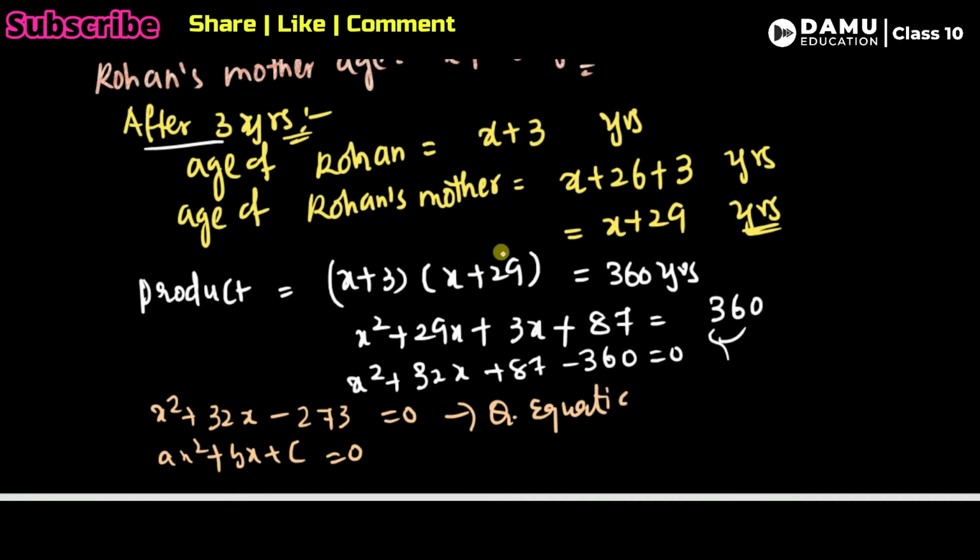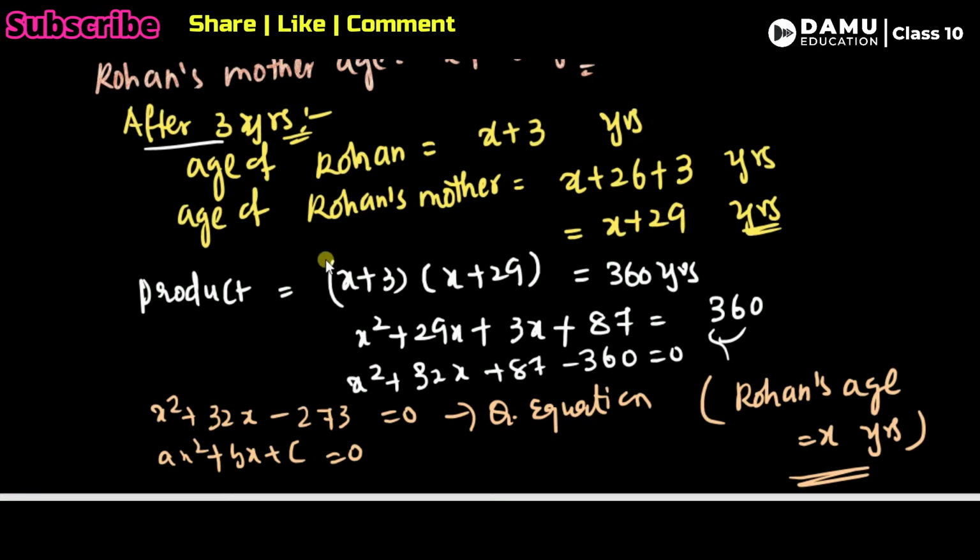We can find Rohan's age. So Rohan's age will be equal to some x years. So based on this quadratic expression, we can find the value of x. So like this we have to find.